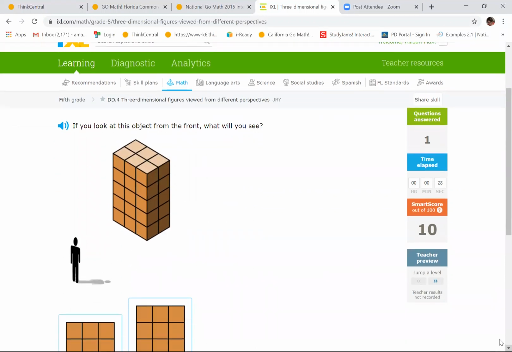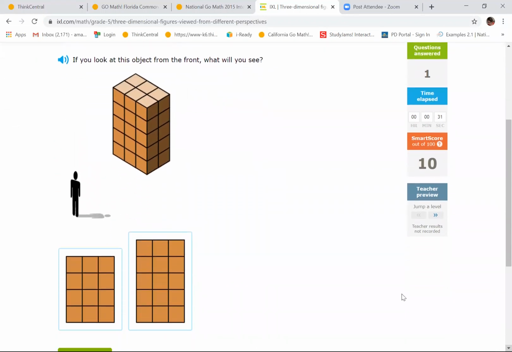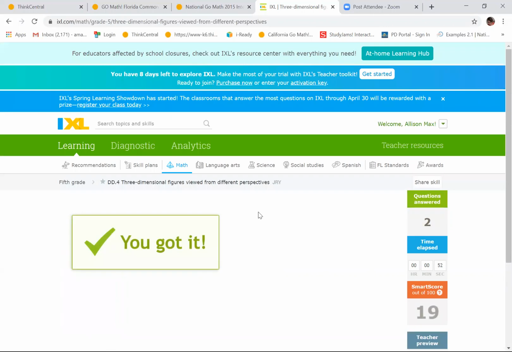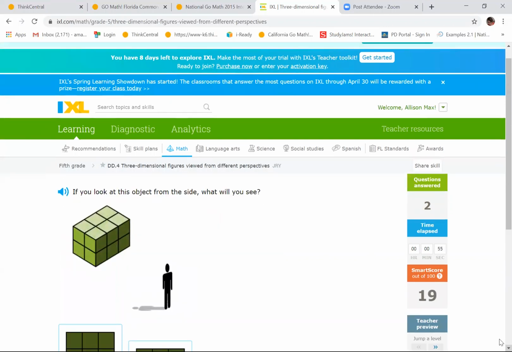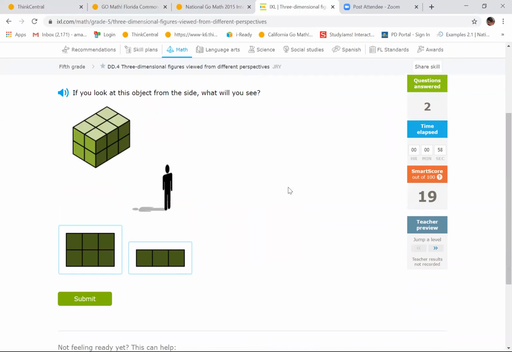How about this one, from the front? Now, I'm not sure if they mean this is the front or if this is the front, but let me look at my options. This one definitely can't be it because I don't see this anywhere on that picture. They didn't give me this as an option for the front, so I'm guessing they think this is the front. All right, we got it. Now, when we look at this from the side, do we see 3 or do we see 6 faces? I see 6 faces from the side.